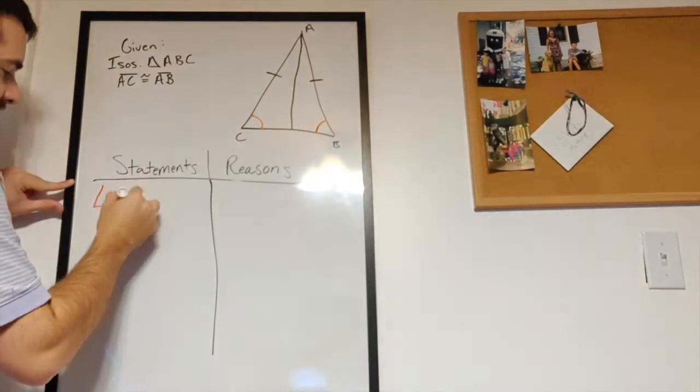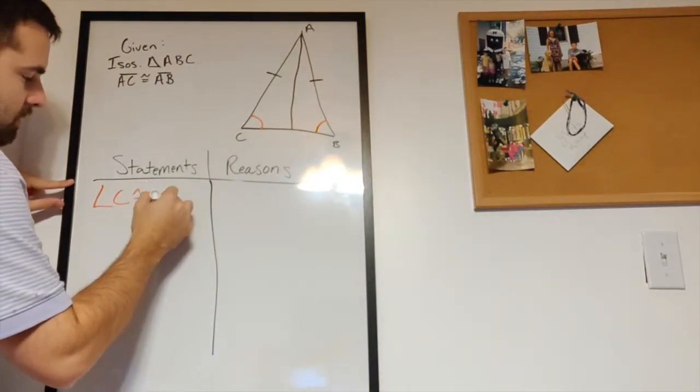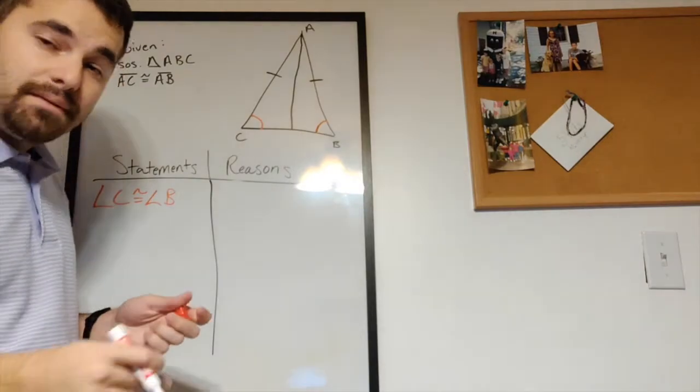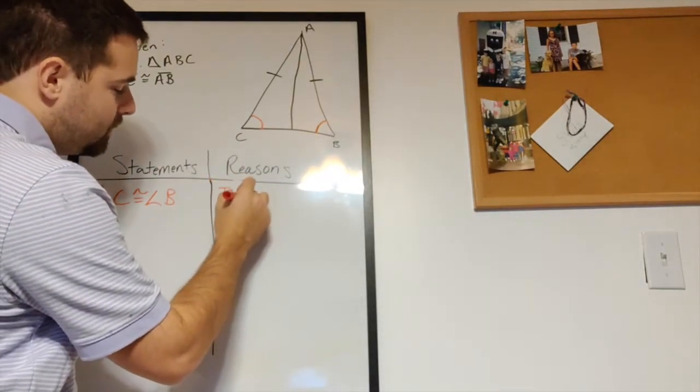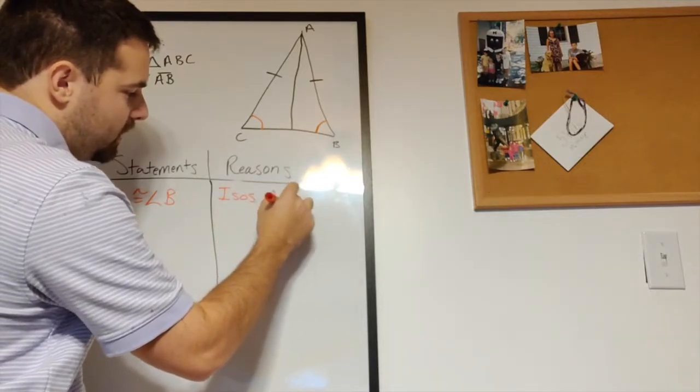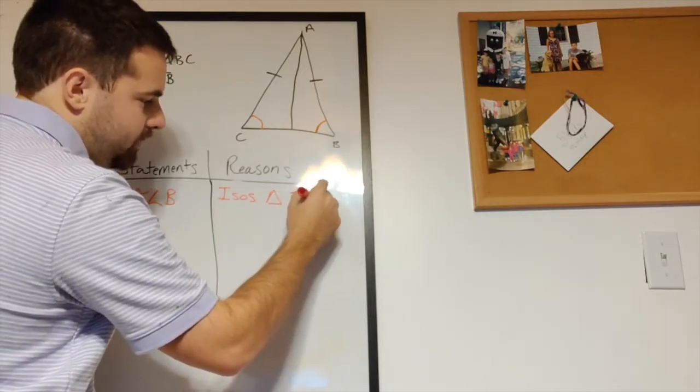So let's write that into our proof. Angle C is congruent to angle B. The reason for this is called the isosceles triangle theorem.